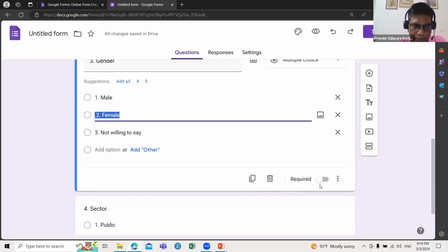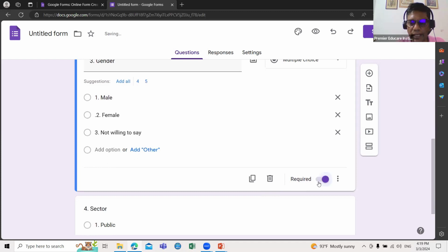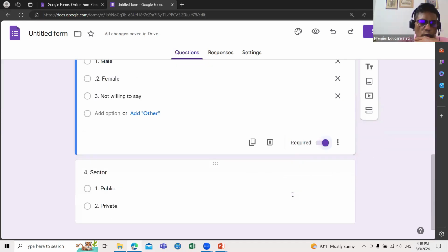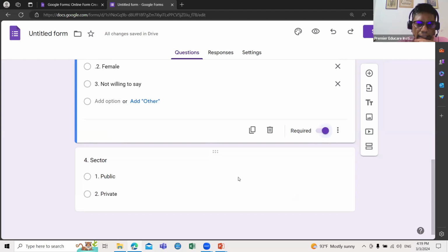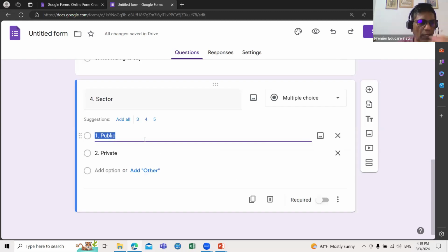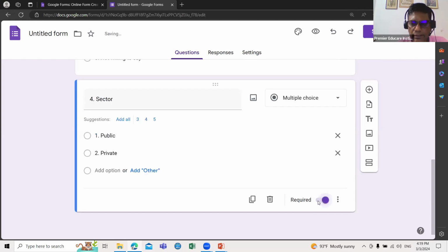Now here, yes, we need the gender. Click required, right? That means if you did not fill this one, you can't go further. Remember that point. That is why you are clicking the required here. That means it's a compulsory question. So now go to question number 4 and click here. Yes, I need private or public. Click required. So let's go to question number 5.